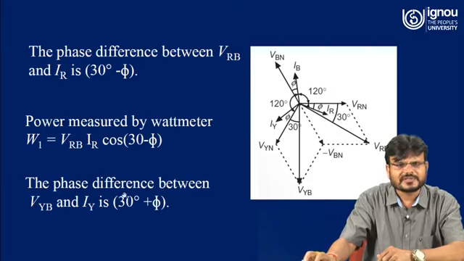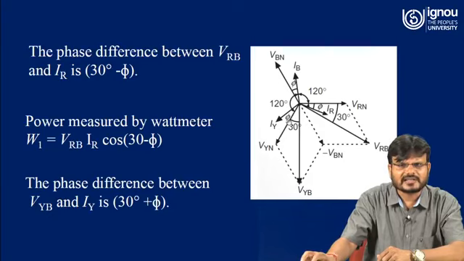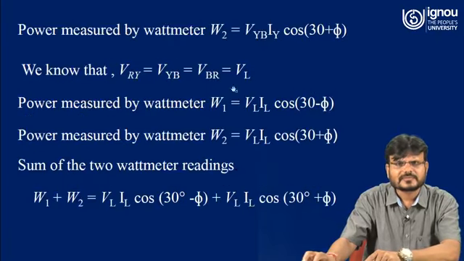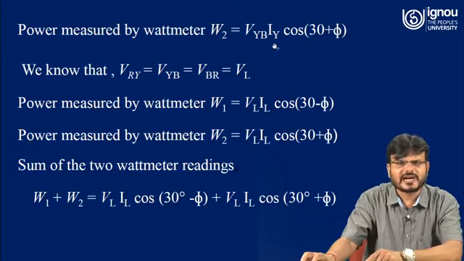Similarly, what is the phase difference between VYB and IY? Here you can notice that this is VYB and this current is IY, and this angle is 30 degrees. So the angle between VYB and IY is equal to 30 plus phi. So power measured by wattmeter W2 can be written as VYB multiplied by IY multiplied by cos(30 plus phi).